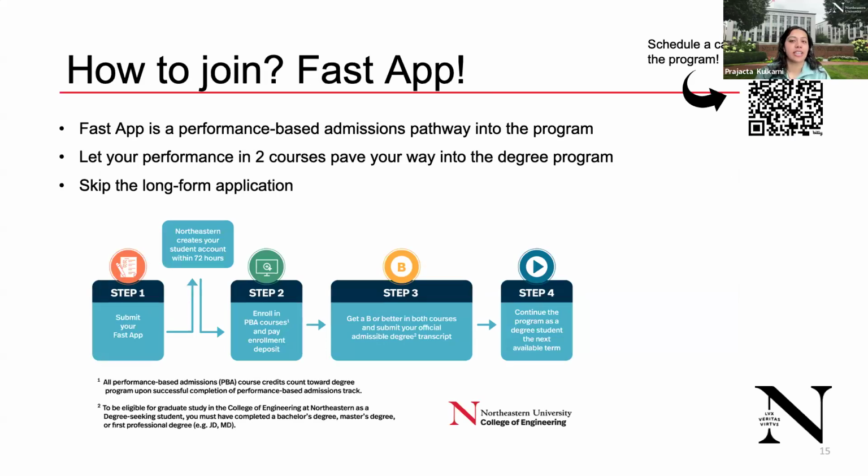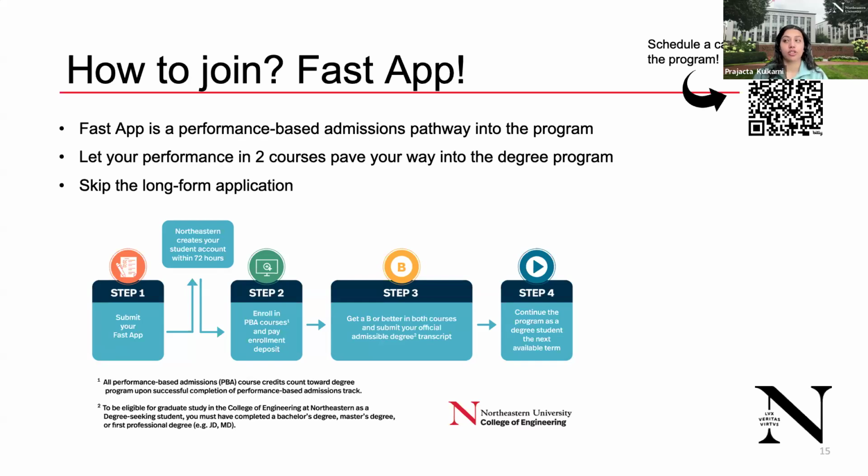So Northeastern's FAST app is our performance-based admissions process, and it allows you to skip the traditional application materials. So with the performance-based admissions, or PBA, you fill out the FAST app, and then you can enroll in one or two performance-based pathway courses. You need to get a B or better in both of those courses and submit your official undergraduate transcript. Once you've done all of that, you can continue into the full degree program the next available term.